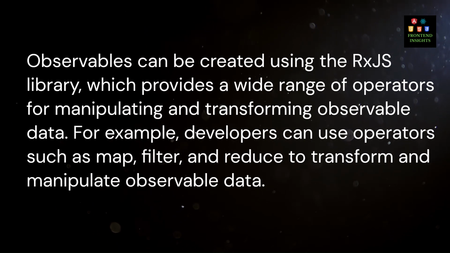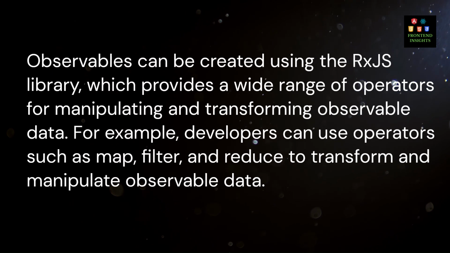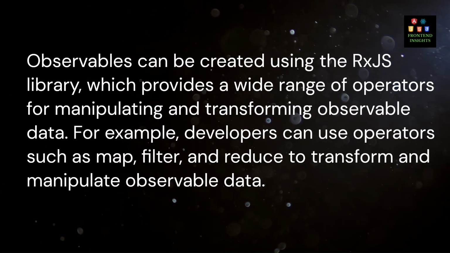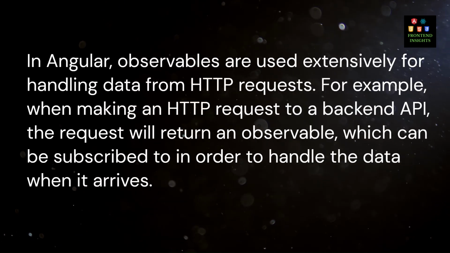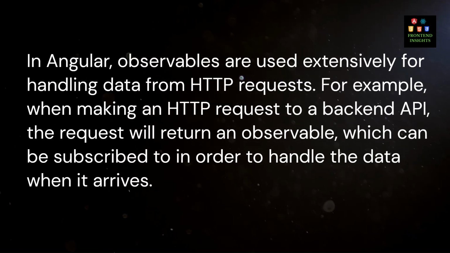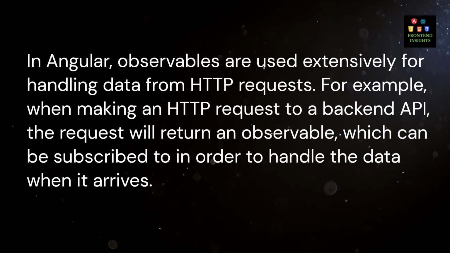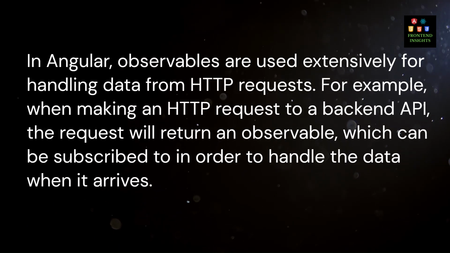and transforming observable data. For example, developers can use operators such as map, filter, and reduce to transform and manipulate observable data. In Angular, observables are used extensively for handling data from HTTP requests. For example, when making an HTTP request to a backend API, the request will return an observable, which can be subscribed to in order to handle the data when it arrives.